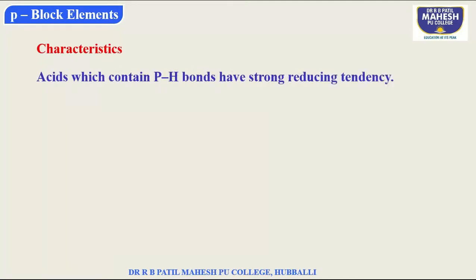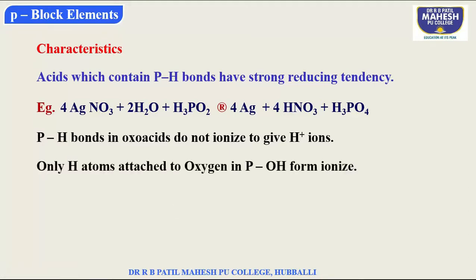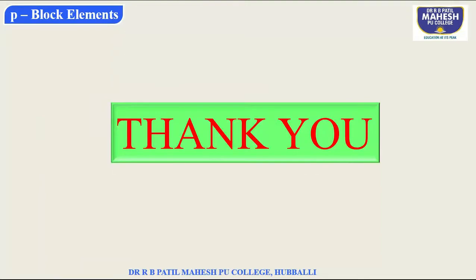Characteristics: acids which contain P-H bonds have strong reducing tendency. For example, H3PO2 reduces silver from silver nitrate in aqueous medium. P-H bonds in oxoacids do not ionize to give H+ ions. Only H atoms attached to oxygen in P-OH form ionize. Thank you, students.